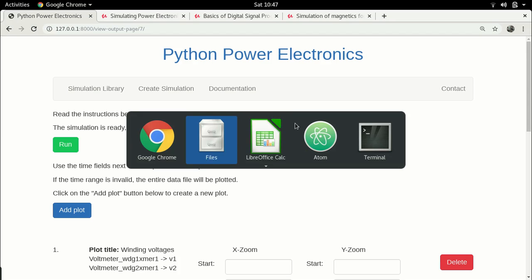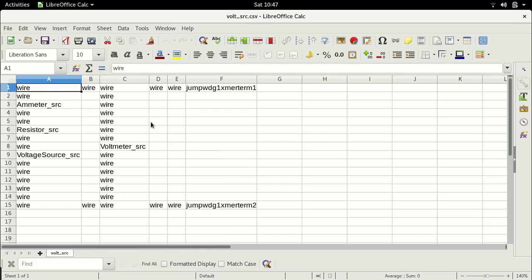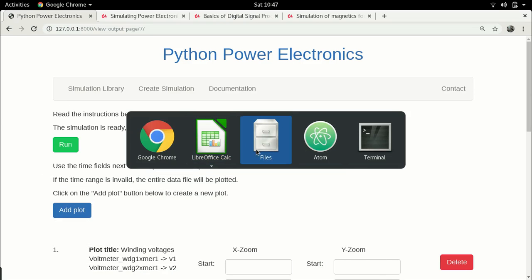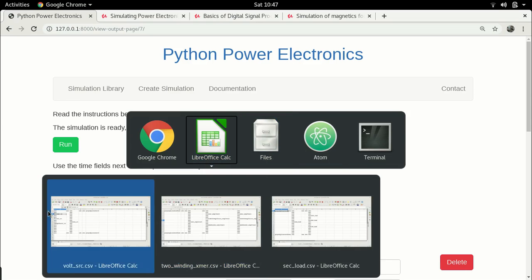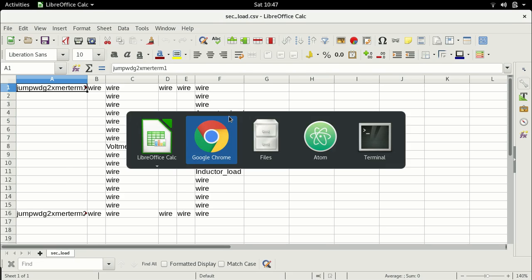First and foremost, let me go over and check out what else we have. We have the source voltage, right? Now the source voltage has this ammeter SRC, and at the same time we also have the load, which is here. It has a load current. So let us plot these two and compare them.